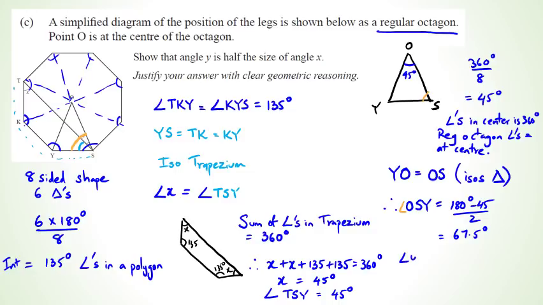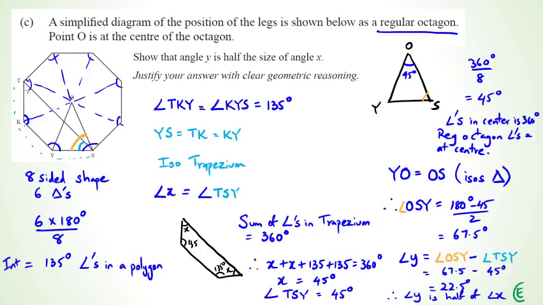So then I can say angle Y equals angle, maybe I should put this in a different color. Angle Y equals angle OSY minus the light blue angle, which happens to be TSY. And when I do that, I get 67.5 minus 45 degrees, which equals 22.5 degrees. Now, you can say that 22.5 is actually half of x, which is 45 degrees. Half of 45 is 22.5. So you can say, therefore, angle Y is half of angle x. And that's your final answer.